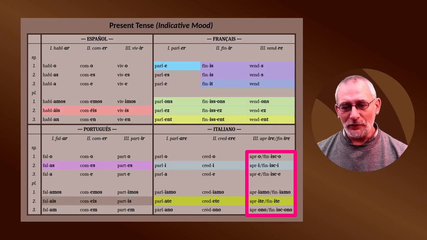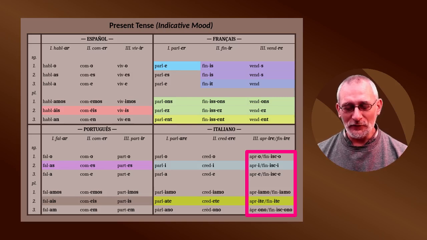One type of verbs is conjugated more or less as usual, similarly to other verbs. So it goes as follows. Apro, apri, apre, apriamo, aprite, aprono. But there is one type of verbs which add a syllable, isc, in some persons. So it's represented by the verb finire. And it's as follows. Finisco, finisci, finisce, finiamo, finite, finiscono.